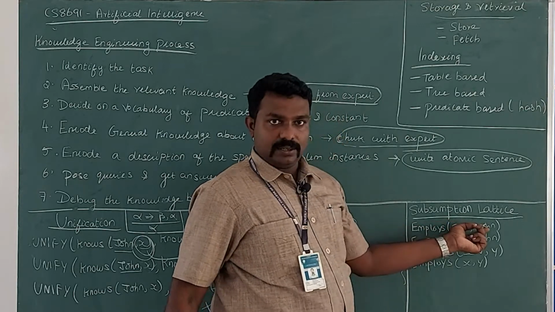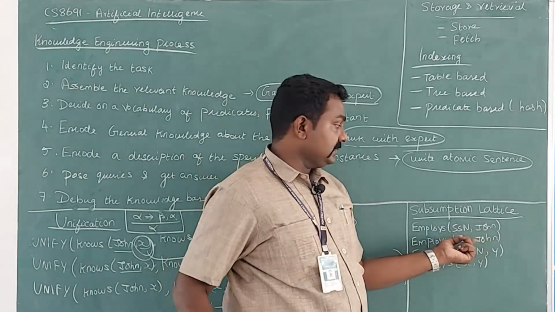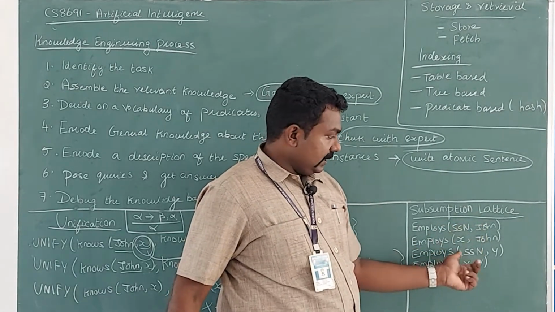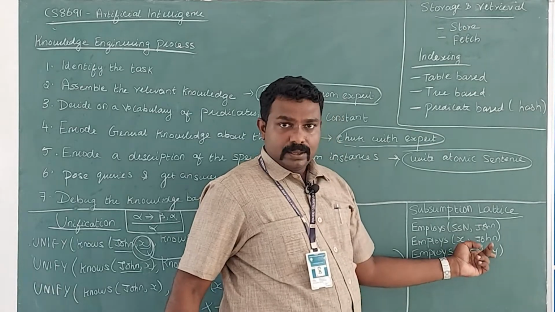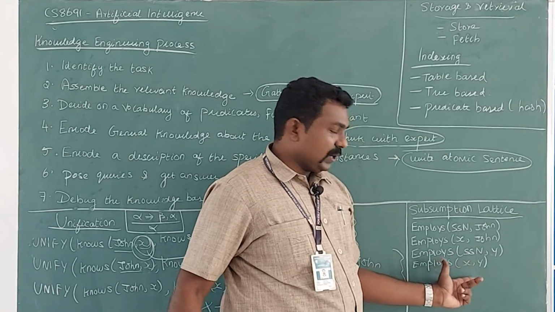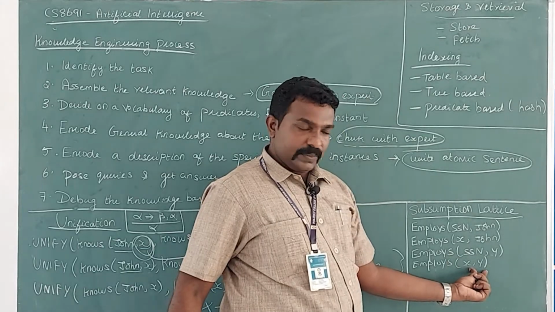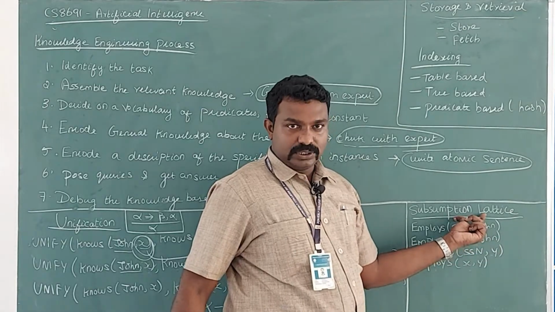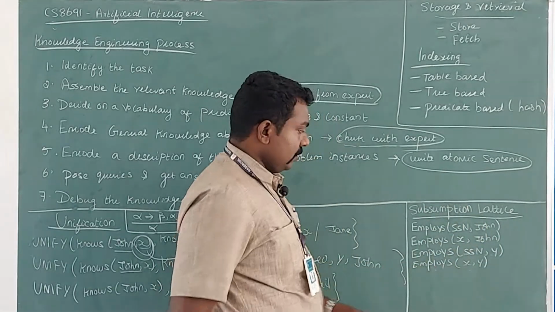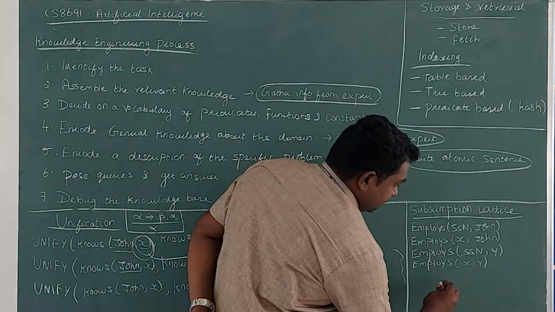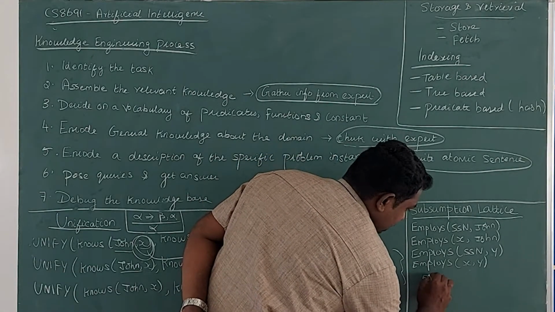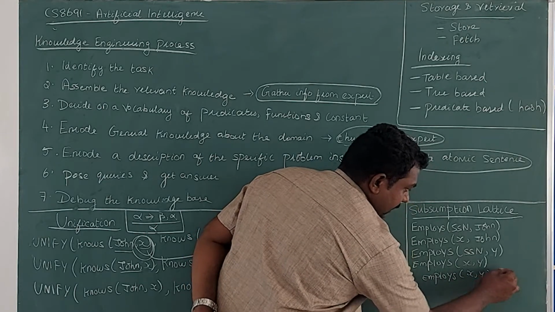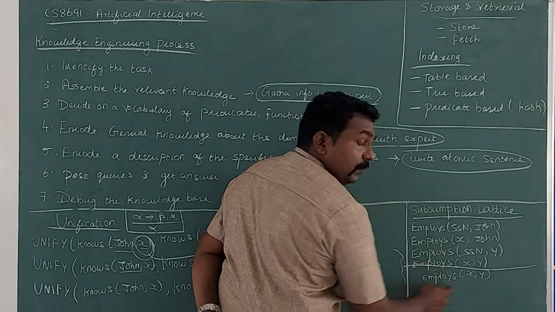SSN employs John. Okay, here we have the answer. SSN employs John. Here, X employs John. Here, SSN is employed by Y, and here X employs Y. So here we don't have both the information. Here we have the X value, here we have the Y value, here we have both the values. So you can represent this as a tree like structure, like employs X comma Y. Here I don't know both the values.